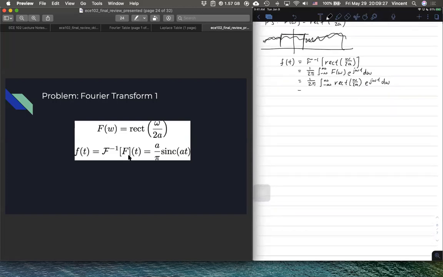So the rect function basically has a magnitude of 1 in the range of negative a to positive a, and 0 otherwise, right? So basically you can change the bounds of the integral to just negative a to positive a. Magnitude is 1. A way you can always remember that with the rect is for the signals classes. The rect is defined as having unit area.